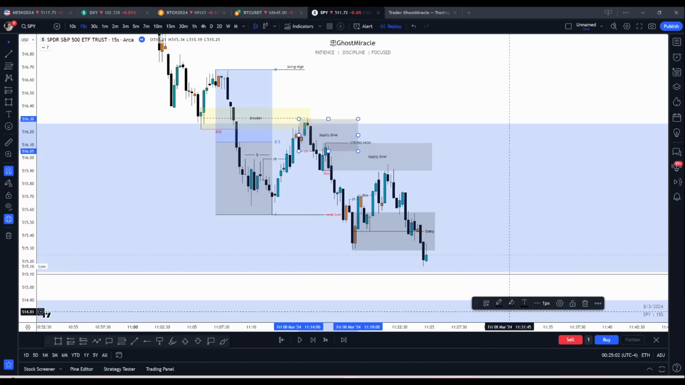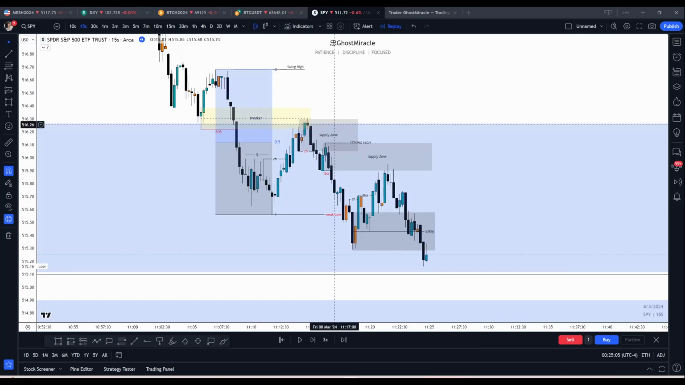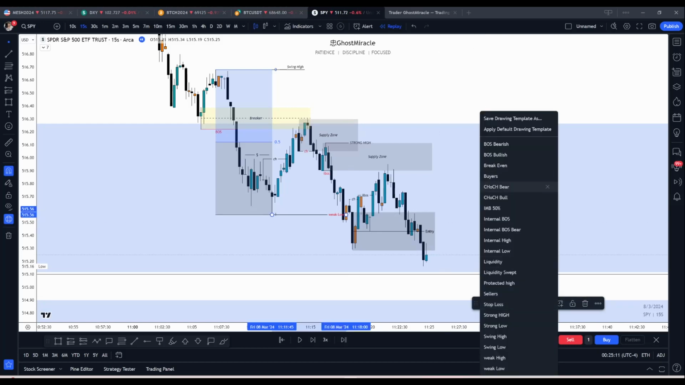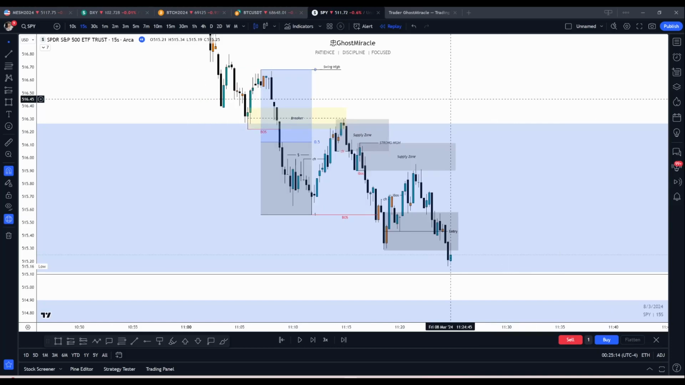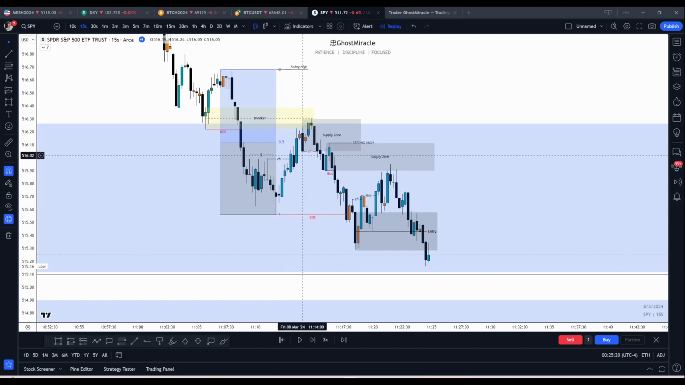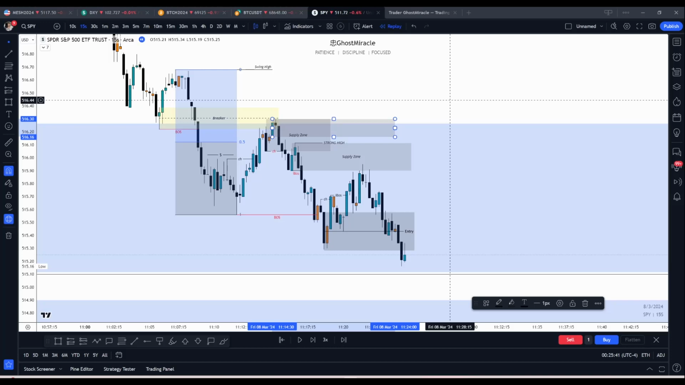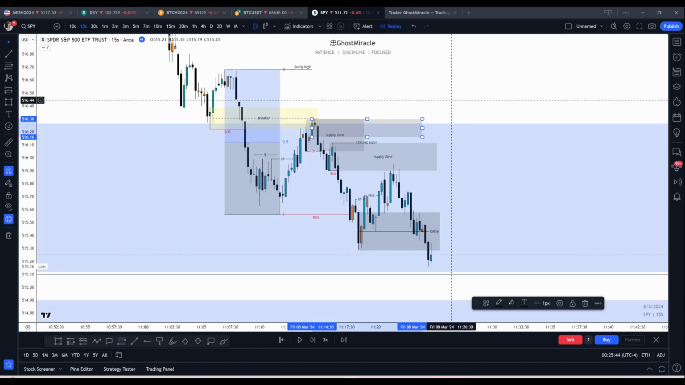So this supply here is already mitigated, right? Price already mitigated this zone. And this is another breaker structure, right? On this time frame, you have low, high, low breaker structure. Change of character, internal breaker structure. Internal breaker structure mitigated this extreme supply zone, if you will. I mean, technically, you could expect price to come and tap into this.